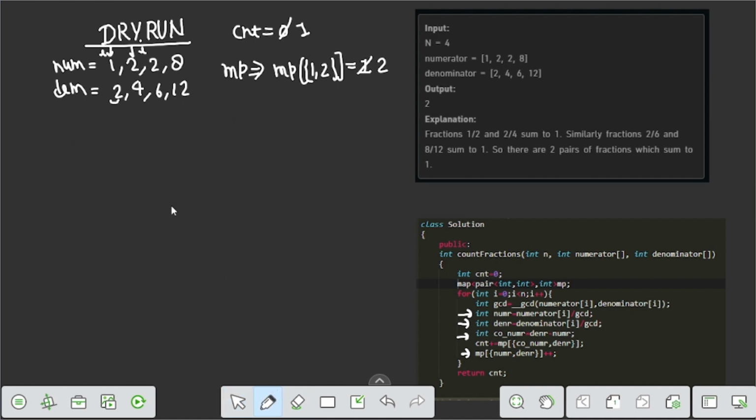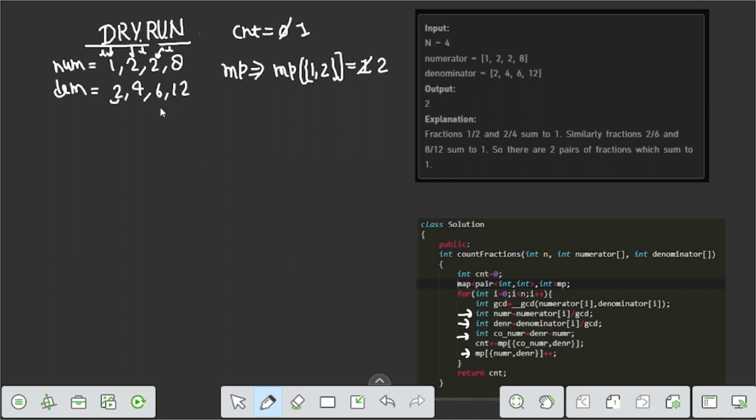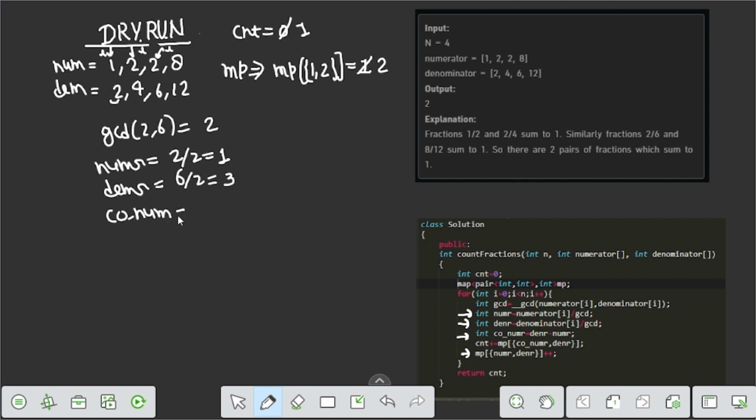So in the next iteration, i is going here. The GCD of 2 comma 6 becomes 2. So the new numerator is 2 divided by 2, which becomes 1, and the new denominator is 6 divided by 2, which becomes 3. So we calculate the co-numerator. Here the fraction is 1 by 3, so the co-numerator is denominator minus numerator, which is 3 minus 1, which becomes 2.